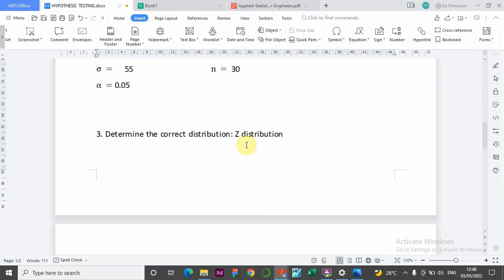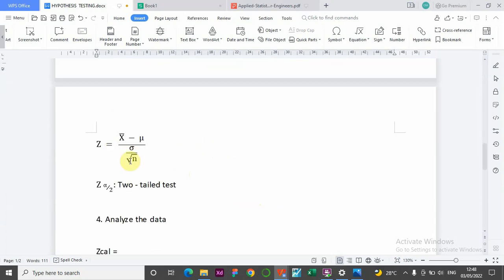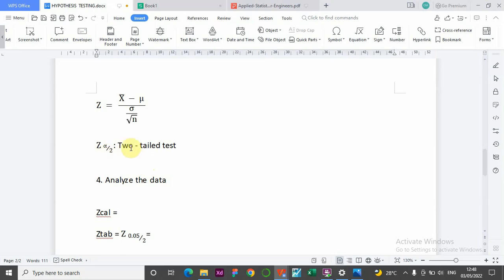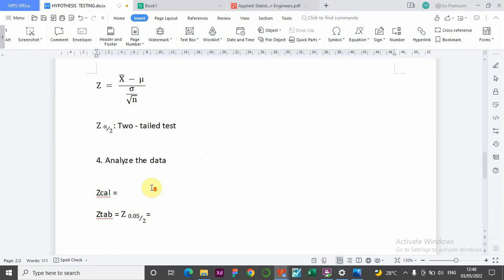Now this is the formula for a z distribution. We have z equals x bar, the sample mean, minus the population mean, divided by sigma, which is the population standard deviation, divided by the square root of n. Then we said it is a two-tailed test, so this is z alpha divided by 2. When it is a two-tailed test, you divide your level of significance, alpha, by 2. But if it is a one-tailed test, then you leave it as z alpha.